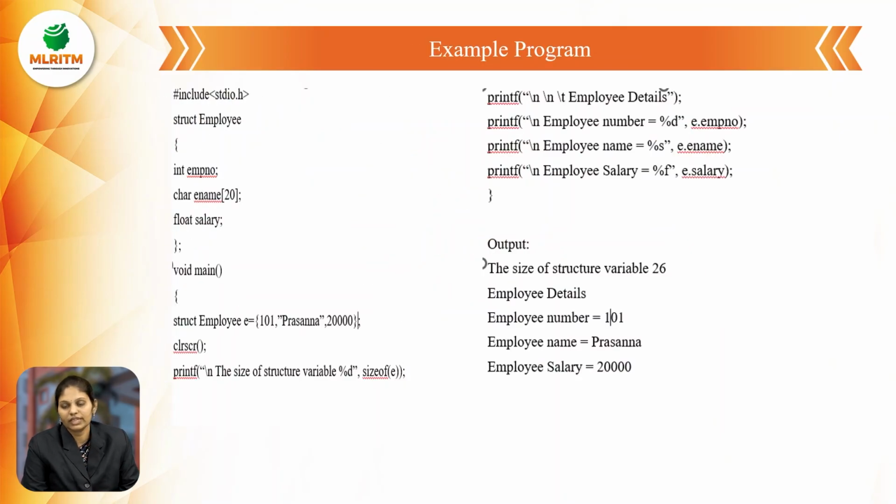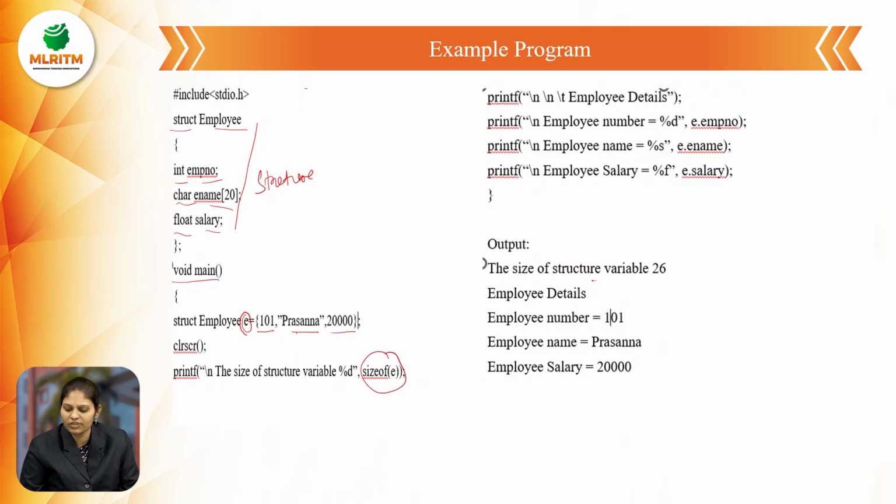So I have taken one example program for this. The same struct employee: int employee number, character employee name, and float salary. We create the structure here, and in the main function we create the variable E. So struct employee E is equal to 101 and Prasanna, and I am taking some example here, 20,000, and here printing the size of employee.